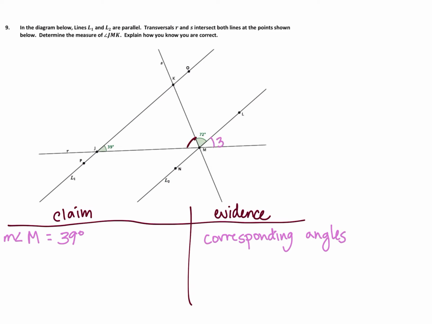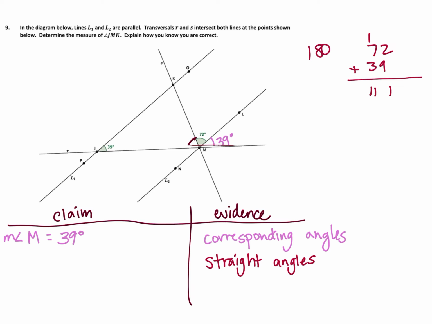So now we know that this one is 39 degrees. But this forms a straight angle. So by straight angles, we can figure out the angle that it's asking us about. Because 180 is the measure of a straight angle, but we have 72 and 39 so far. So we have 111. To find out that difference, we can subtract.